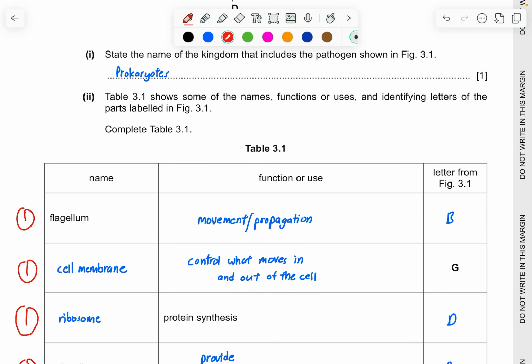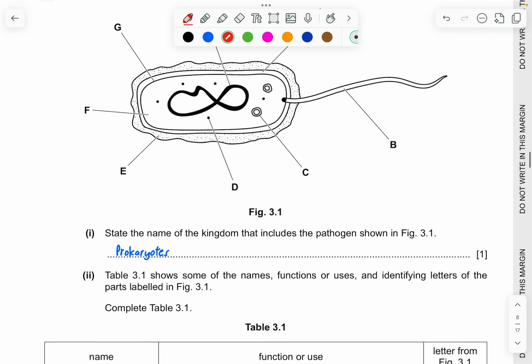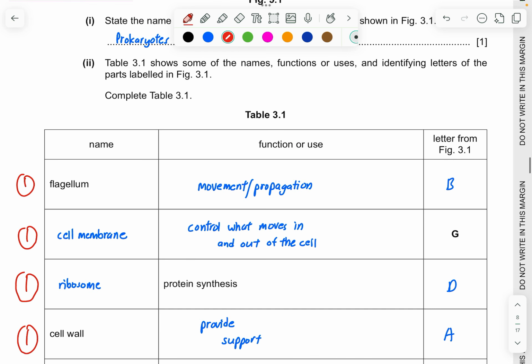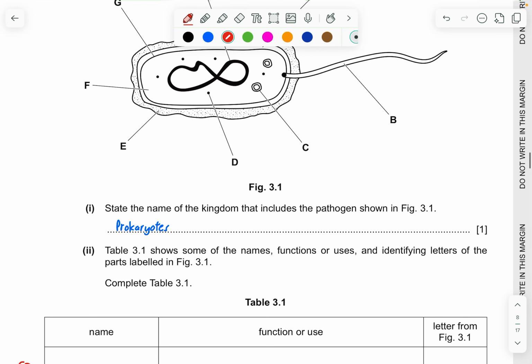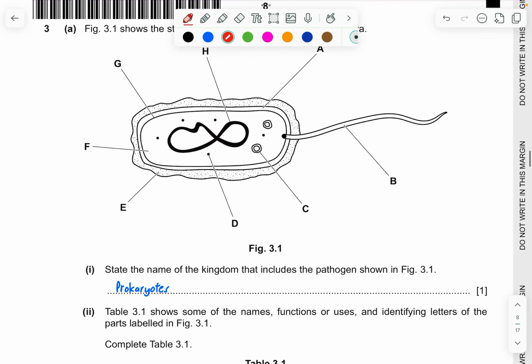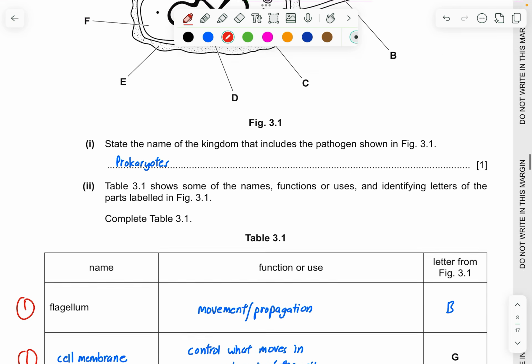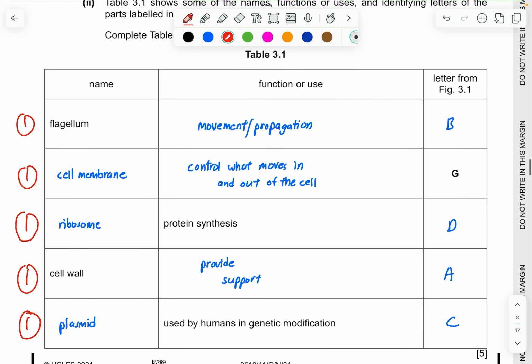And cell membrane. Cell membrane is actually G. They tell you it's G. So this is actually what controls what moves in and out of the cell. You can also say movement in and out of the cell. That is definitely correct. So next one is ribosomes, which is at D, okay? So these are the rather small ones, which are D, okay? And not C, by the way. We're going to see why. So they do protein synthesis, and these are ribosomes.